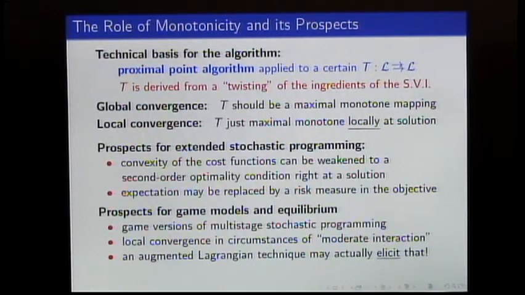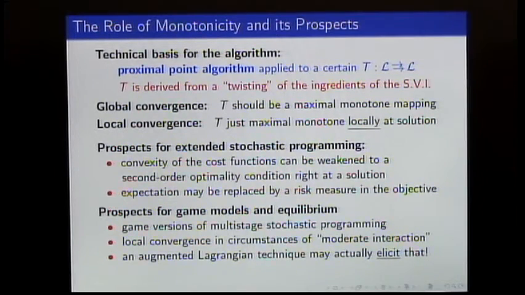Another thing is that you can apply this algorithm. This is a topic I'll talk about in Buzios. You can just go back to the progressive hedging for stochastic programming. You can replace the expected value by a risk measure and still translate it into this phase where you could use the progressive hedging algorithm to solve it.